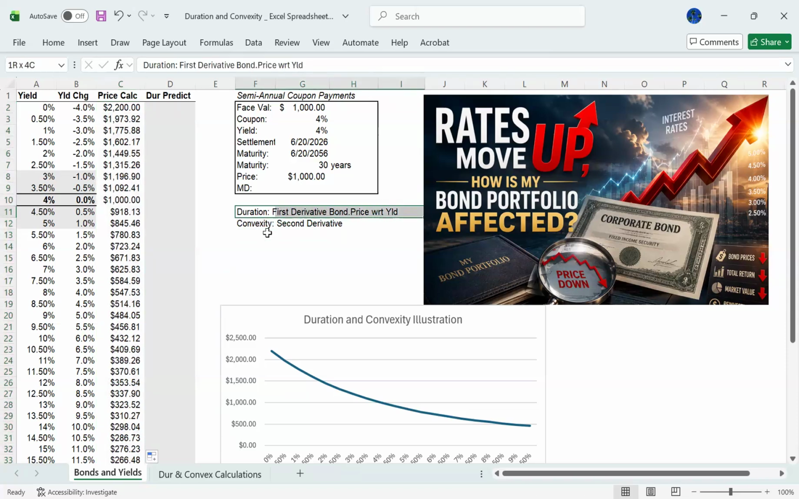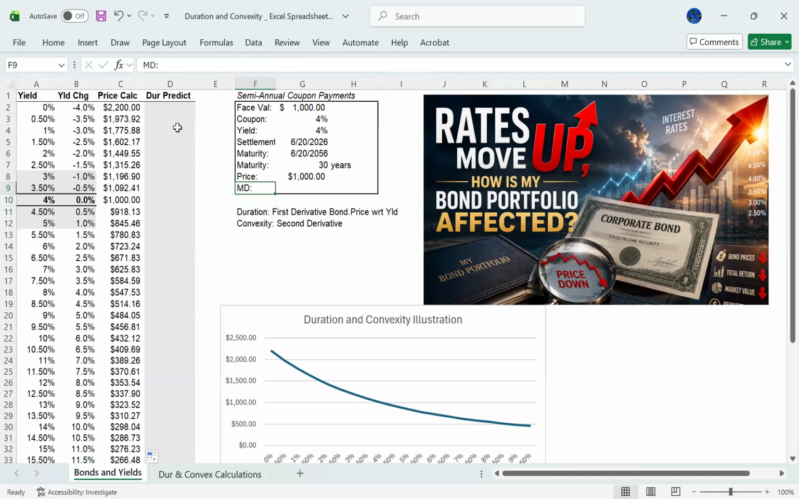Now, duration, and there is another video covering the derivation of duration, or how we get to duration, which is the first derivative of bond prices with respect to yields. And then the convexity is just the second derivative. So the first derivative by construction is capturing the linear relationship between the two, and we need the second derivative to get the full picture. Let's take a look at this quick example to illustrate this carefully.